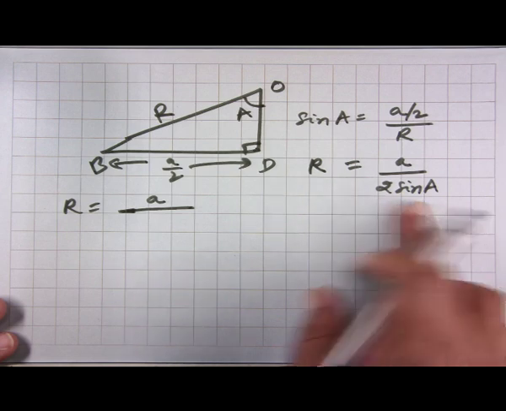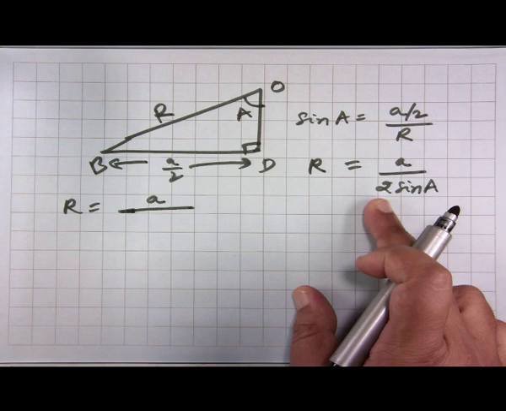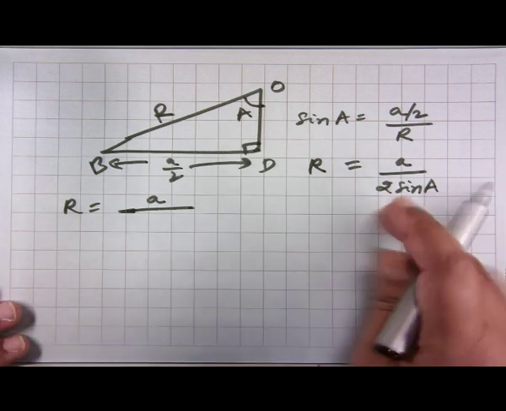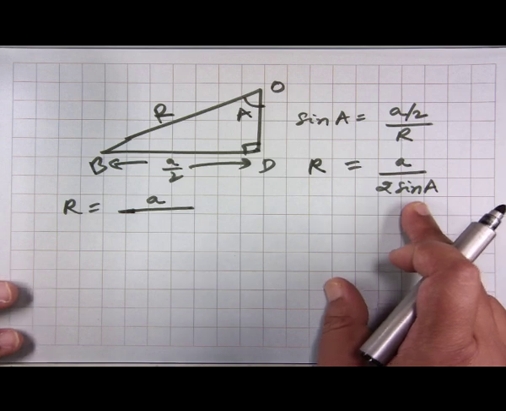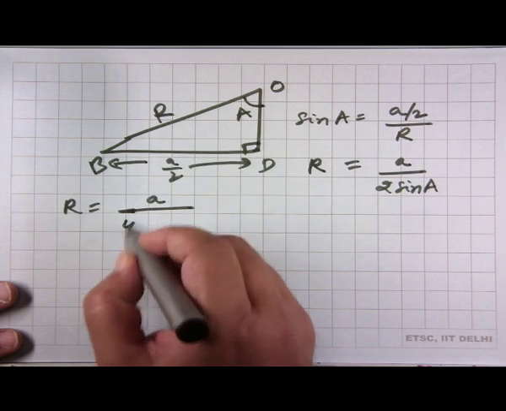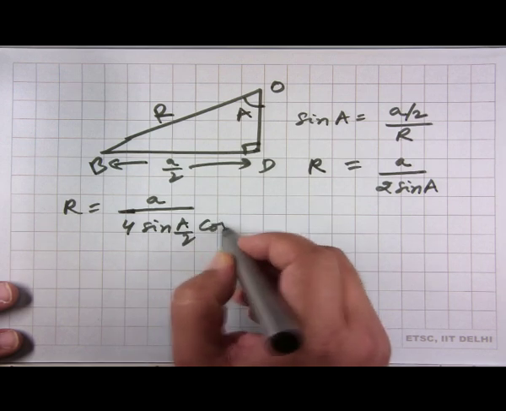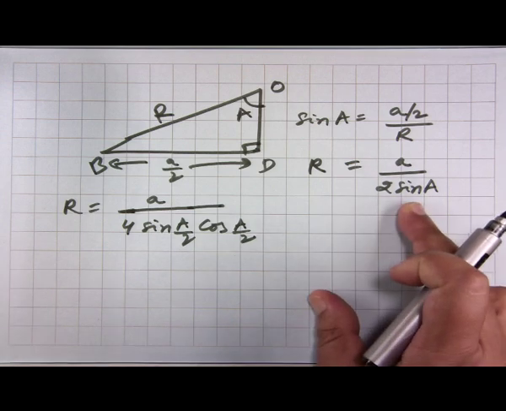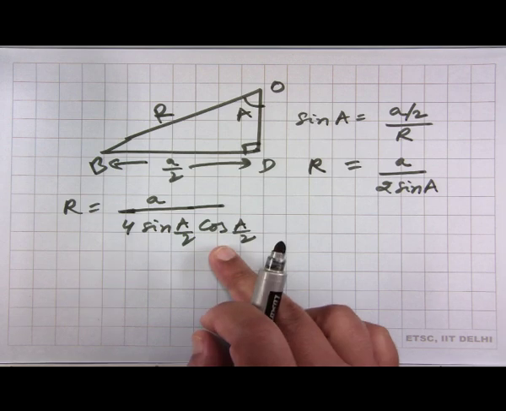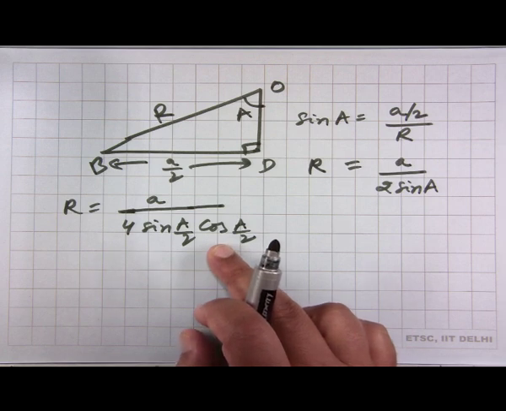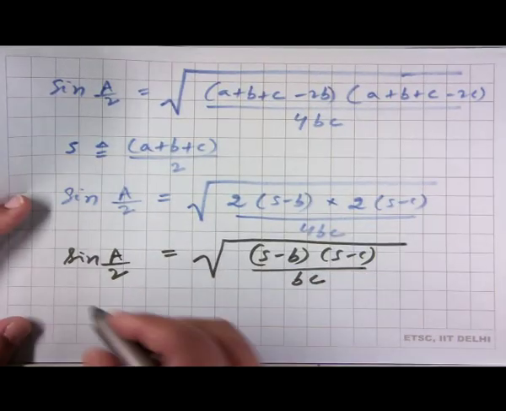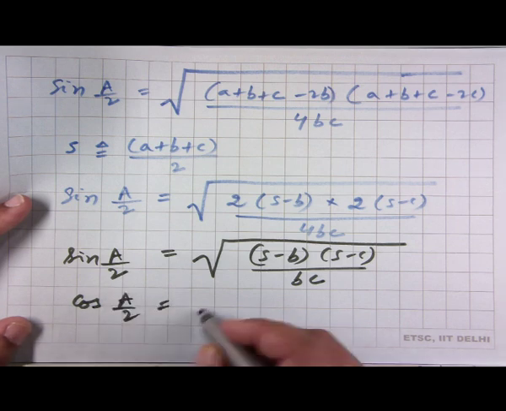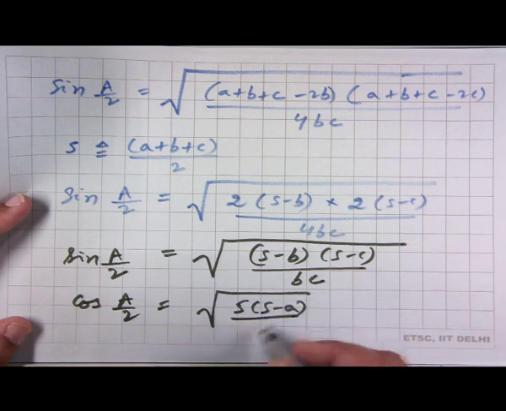And then for this we can write the expression using the half-angle sine and cosine expressions for the half angle A. So, it is going to become 4 sine A by 2 into cos A by 2, because sine A is 2 times sine A by 2 into cos A by 2, and then we can use the formula for sine A by 2, and we know that cos A by 2 is the square root of s into s minus a by bc.